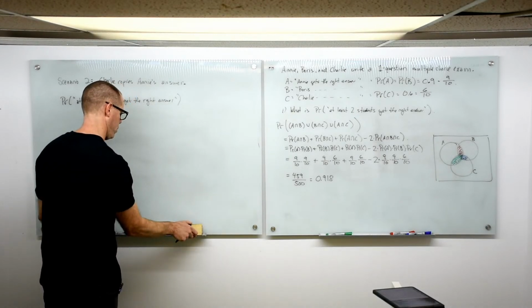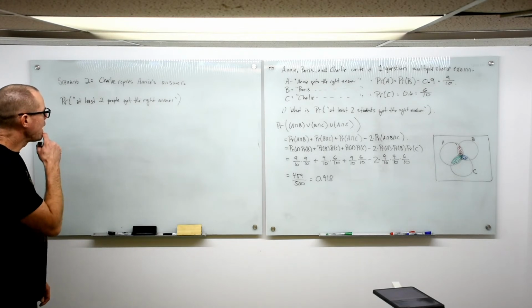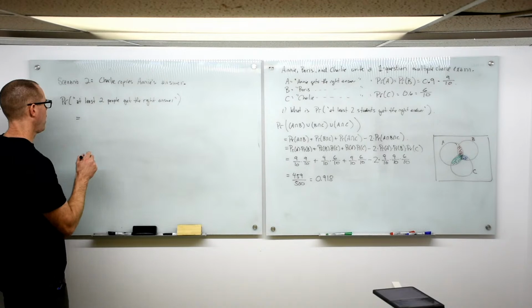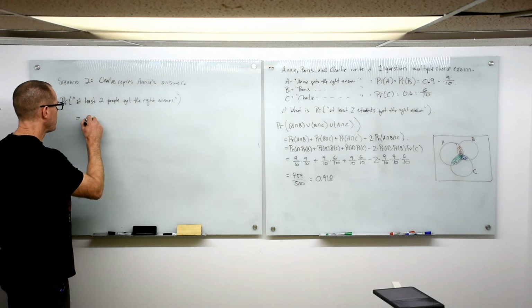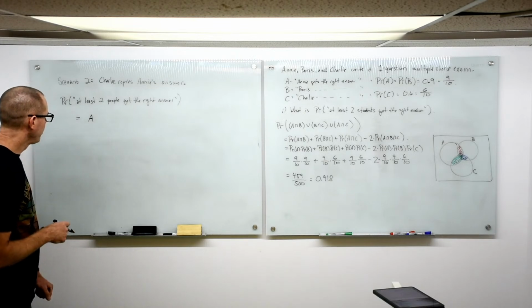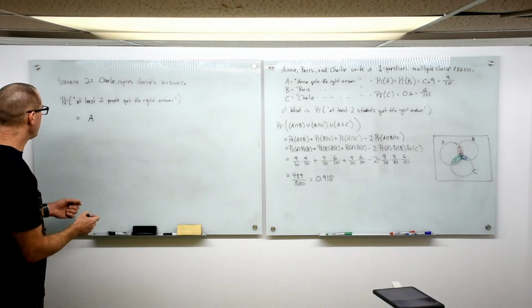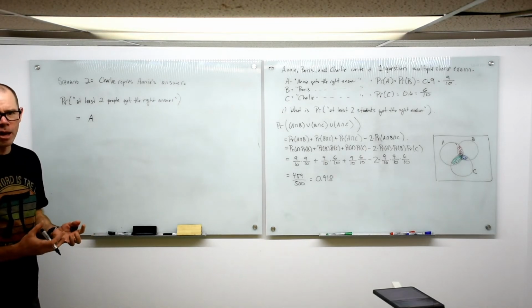So, what is this set? At least 2 people get the right answer. Well, Annie has to get the right answer. So that means it's just Annie. At least 2 people get the right answer is just the same thing as Annie gets the right answer.